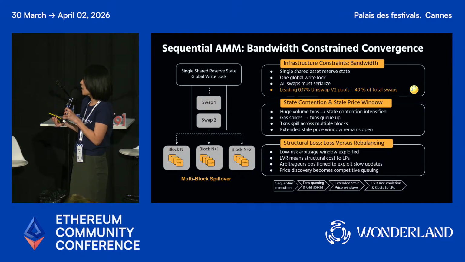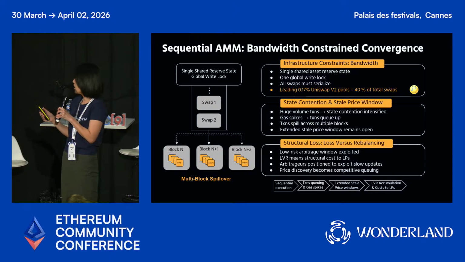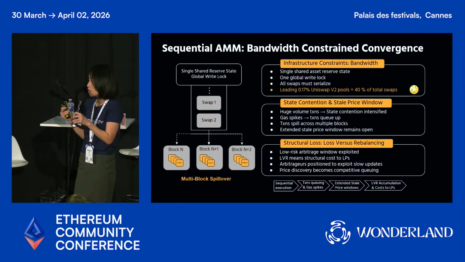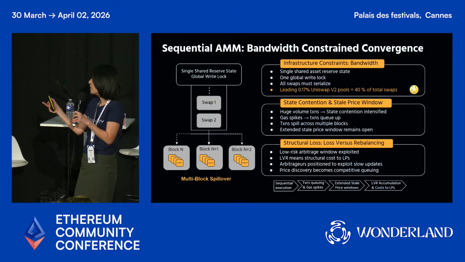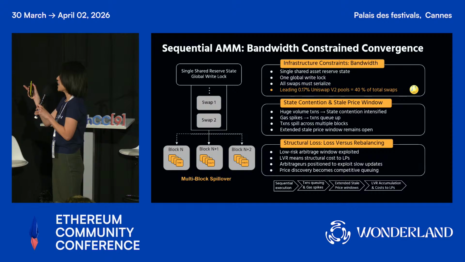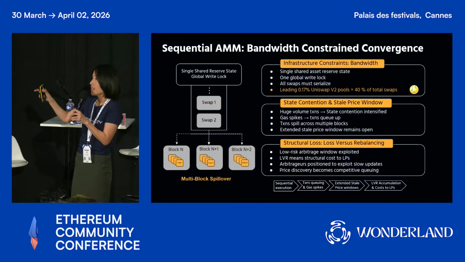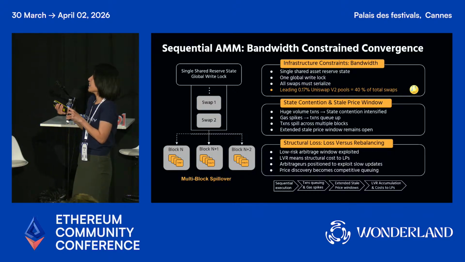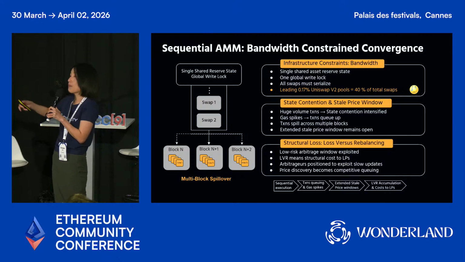The leading 0.17% of Uniswap V2 pools possess almost 40% of the total swaps. That's huge, and that's quite concentrated. So there are hotspots on Uniswap. It has always been so, and it will be in the future. In this case, a single shared asset reserve state is accessed at the same time by huge amounts of transactions. There's one global write lock, and Uniswap is just designed this way. All swaps must serialize. Transactions are executed one by one.